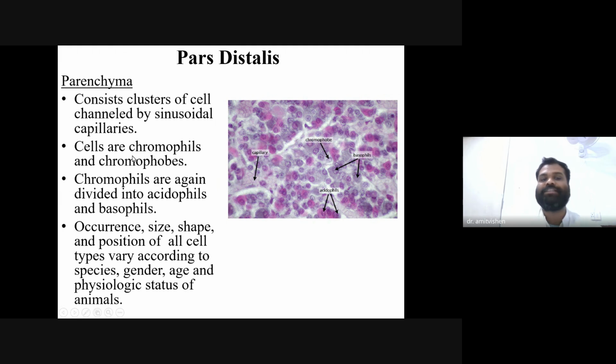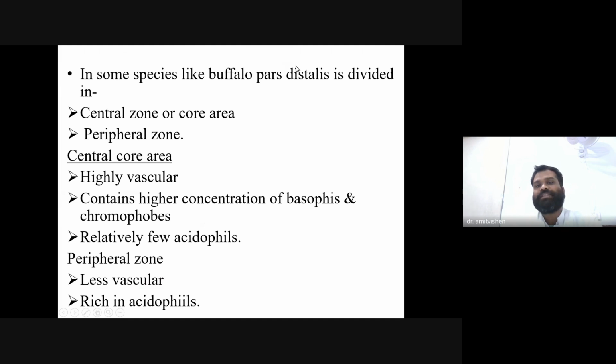And these chromophobe cells form more than 50% of the cell population in the pars distalis. And chromophil cells, there are two types of cells, acidophil and basophil cells. In some species, if I talk about the buffalo, then this pars distalis is divided into a central zone and a peripheral zone. This question was asked: in which species is the pars distalis divided? So the answer is buffalo, the central zone and peripheral zone.